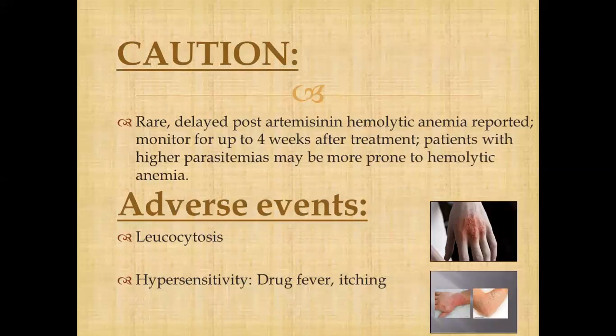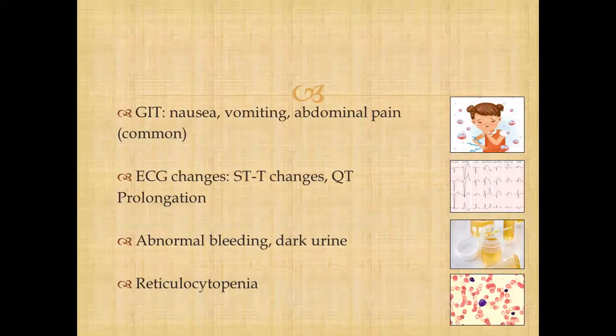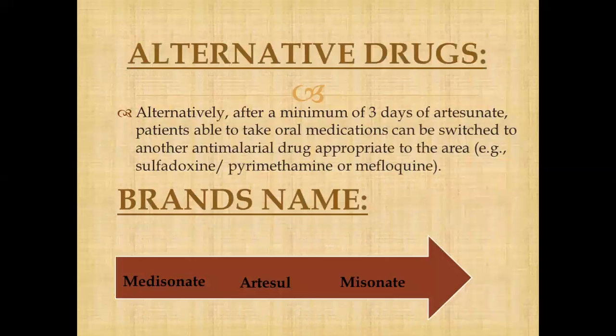What are the adverse effects of the drug artesunate? Leukocytosis, hypersensitivity, which includes drug fever and itching. GIT effects are the most common adverse effect of artesunate, including nausea, vomiting, and abdominal pain. ECG changes, ST-T changes, QT prolongation. Abnormal bleeding, dark urine, reticulocytopenia.